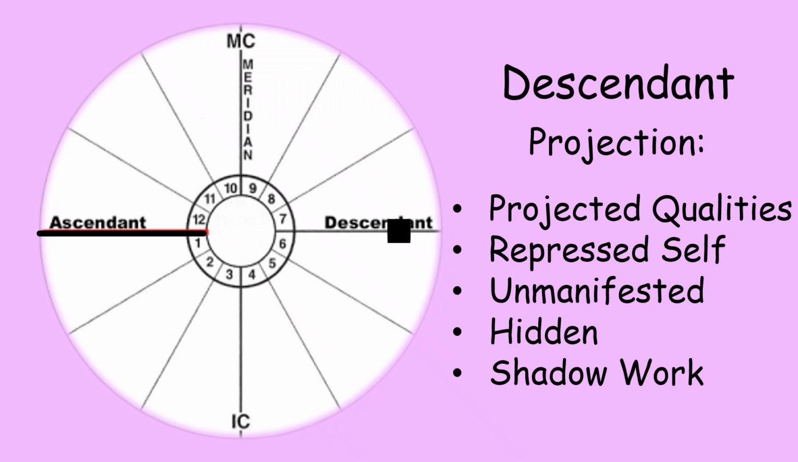The descendant, in particular, the sign on the cusp of the descendant, gives us insight into aspects of ourself that we may not be fully in touch with. This may be a part of ourself that is somewhat repressed. So we might have a tendency to be projecting these qualities onto other people that we are in relationship with. These are almost like unmanifested parts of ourselves that sometimes tend to remain hidden. And it can be through using shadow work that we can become better in touch with these parts of ourselves.